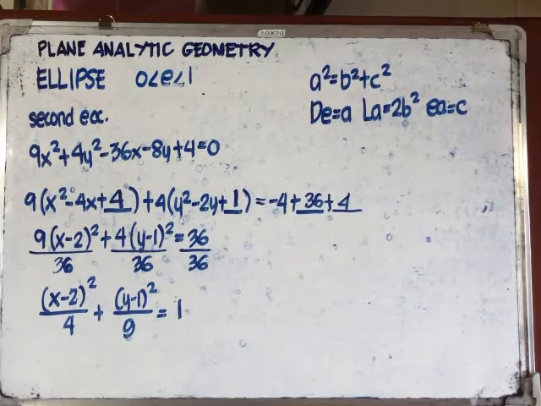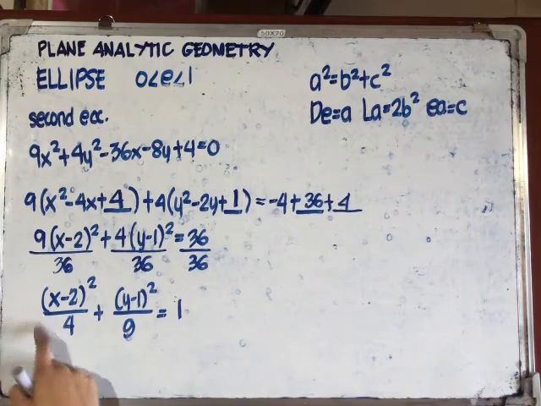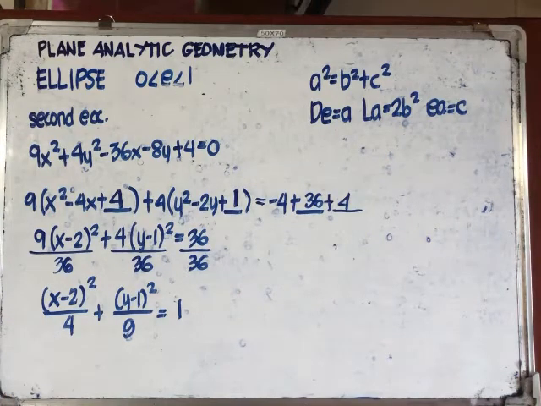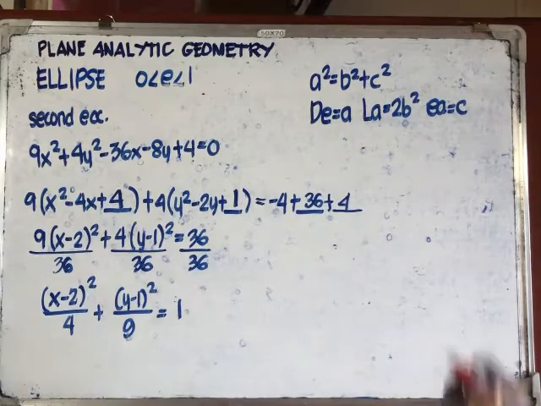Ellipse ba ito? Ellipse ito, di ba? Kasi may plus tayo diyan. Naka-positive siya. Pero mamaya, mabe-verify mo naman yung value ng eccentricity. Alright? Pero dito pa lang, kasi positive silang dalawa, ellipse talaga ito. Okay? So, what we need to identify here is our second eccentricity.